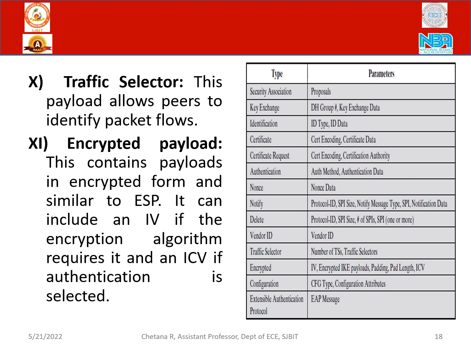Configuration payload. This is used to exchange configuration information between IKE peers. Extensible authentication protocol allows IKE security associations to be authenticated using this particular protocol. So these are the different types of IKE payload messages.